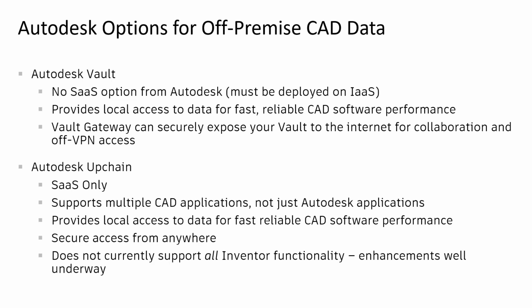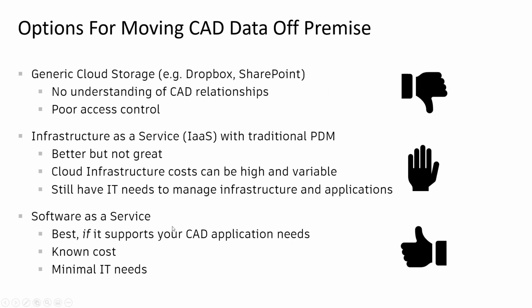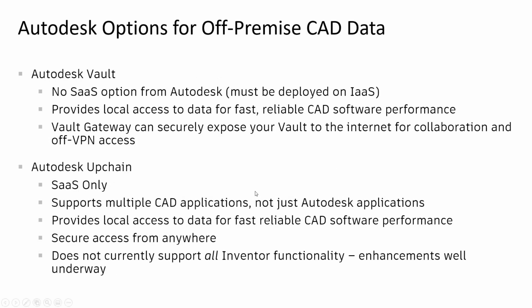Now, as of several months ago, Autodesk has a second option called Upchain, right? And that is software as a service only. There's no on-prem version of it. You couldn't run your own Upchain server. It's a service you would buy from Autodesk. But it is what I would think the best option, if it meets your needs. Minimal IT needs, it's a fixed cost, it's a known entity, right? And Upchain also supports multiple CAD applications outside of Autodesk.